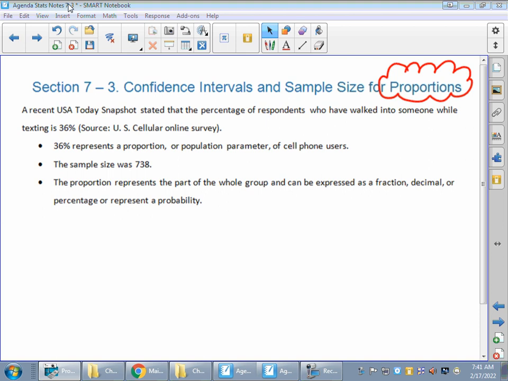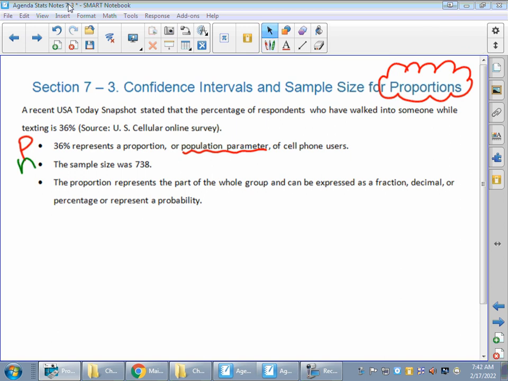So for an example, a recent USA Today snapshot stated that the percentage of respondents who have walked into someone while texting is 36%. 36% represents a proportion or a population parameter of cell phone users. That is our P, right? Our probability of success, if that's how you're thinking of it still. But it's for the population. Sample size was 738, so that's our N.